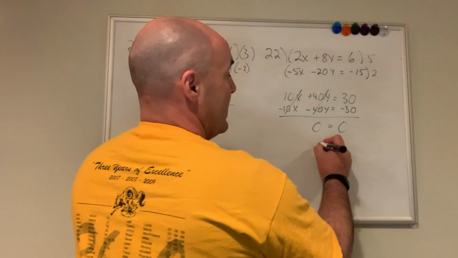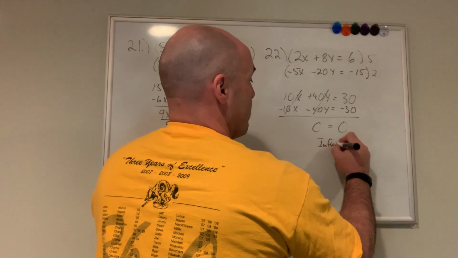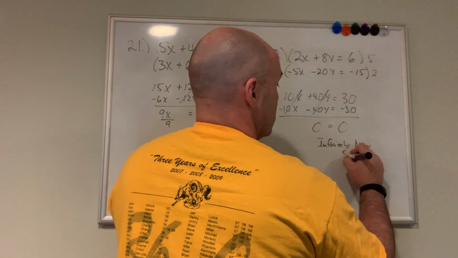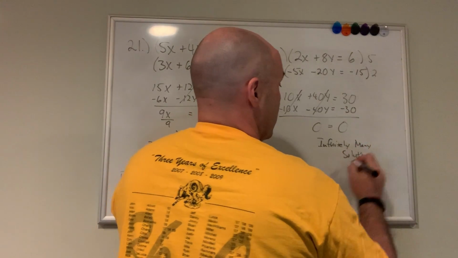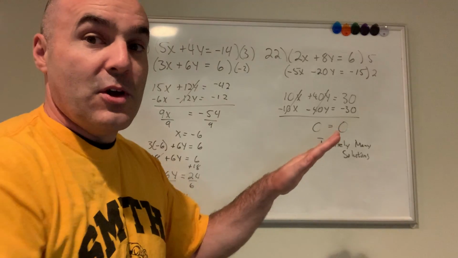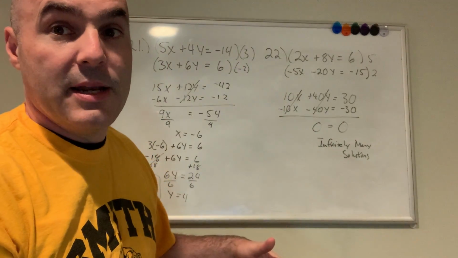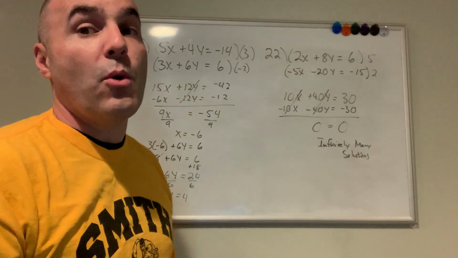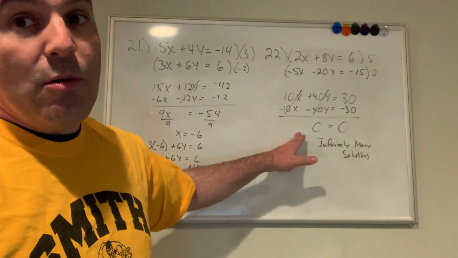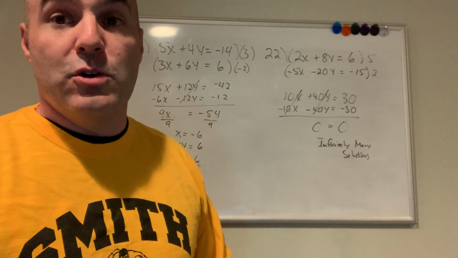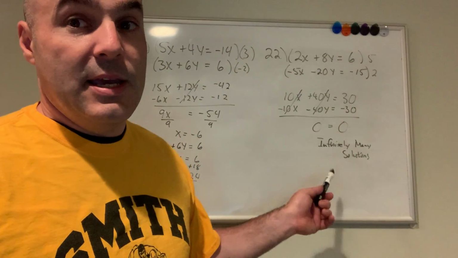So we're going to say infinitely many solutions. The line is graphed on top of the same line. Those two equations represent the same line. You have an infinite number of points in common. If 0 were to equal something like 4, 0 can never equal 4. That's your no solution case. But this one is infinitely many.